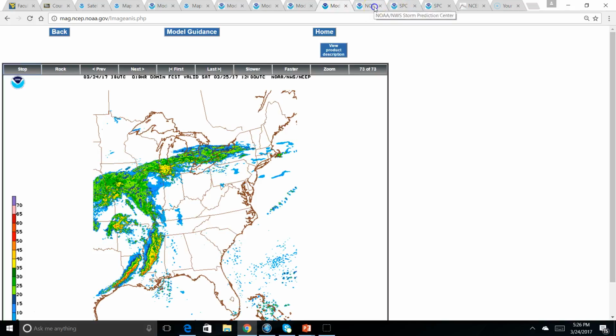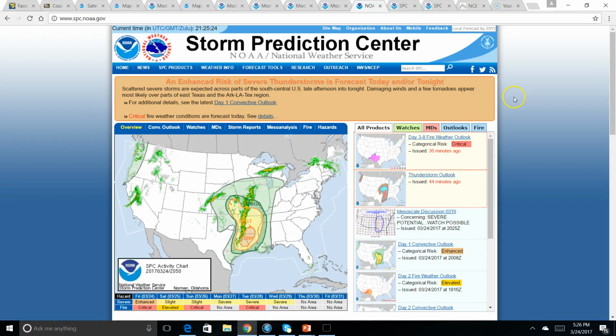So we'll move along a little bit here. This is the Storm Prediction Center. We talked about all that moisture coming in. We talk about instability. There's an enhanced area down in here and a slight risk and a marginal risk. So all that is right in that ball game. So let's take a look a little bit at those areas.